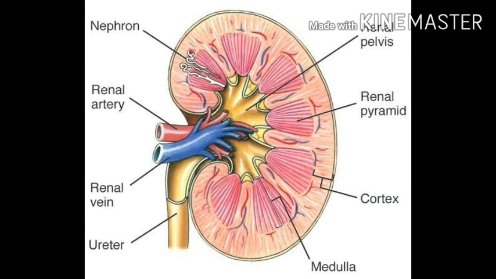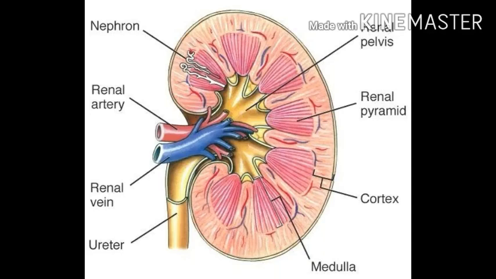This picture shows the section of kidney. Internally, each kidney is composed of an outer dark region called cortex, an inner lighter region called medulla, and a renal pelvis. Blood is filtered in the cortex region. The medulla contains renal pyramids where urine formation takes place.